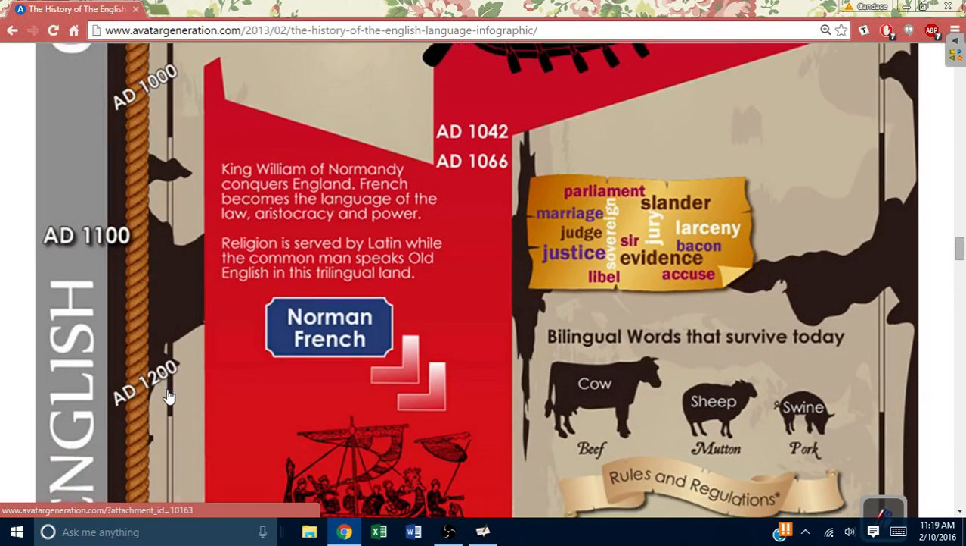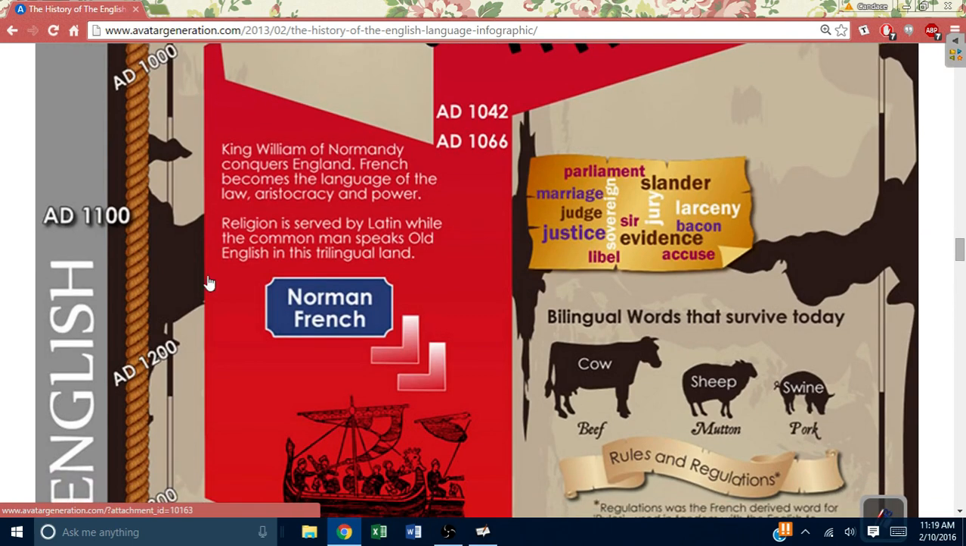So King William of Normandy conquers England. French becomes the language of the law, aristocracy, and power. So now we have French becoming a part of the English language, and actually French has quite a bit of Latin influence as well. So we're about to get even more Latin influence up until this point. And we get words like parliament, slander, larceny, bacon, evidence.